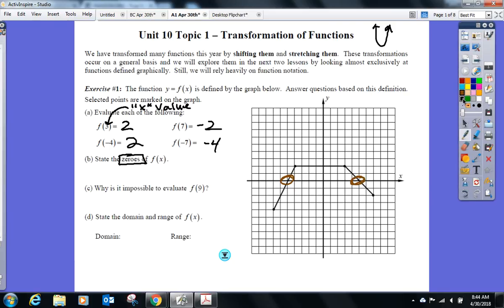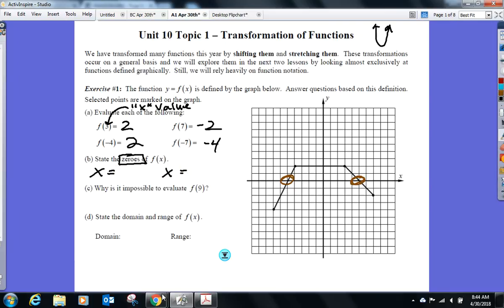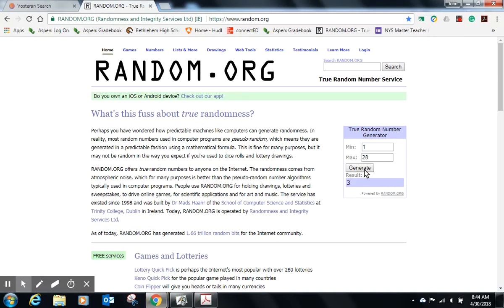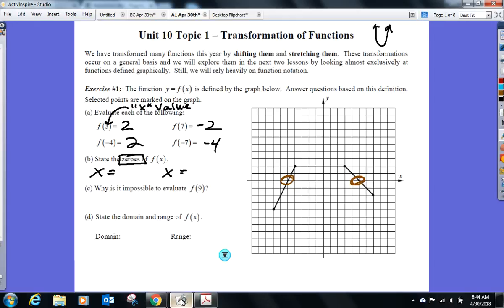And you have 2 of them here. X equals. What are they? Where do they cross the x-axis? Let's roll. 3. -5, and we got another one. +5. Nice job.